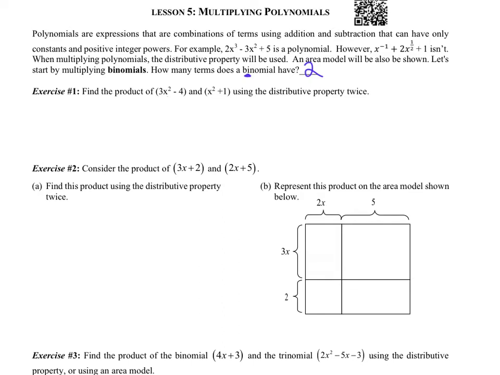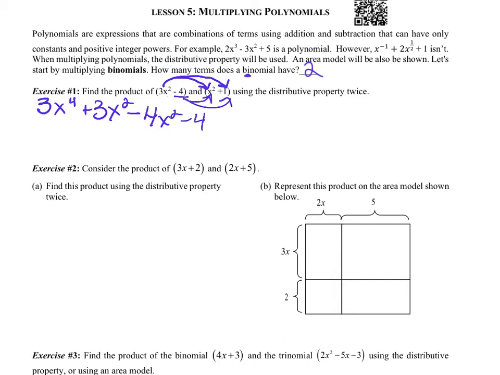So I'm going to take my first term and I'm going to multiply it by everything in the second term. So 3x squared times x squared. Well, my coefficients are 3 and 1, so when I multiply them together, I get 3. I keep my base of x and I add my exponents. Now I'm going to multiply 3x squared by 1, and that's 3x squared. But then you also have to double distribute. So you have to distribute this negative 4 to both terms there. So that's going to give me negative 4x minus 4.